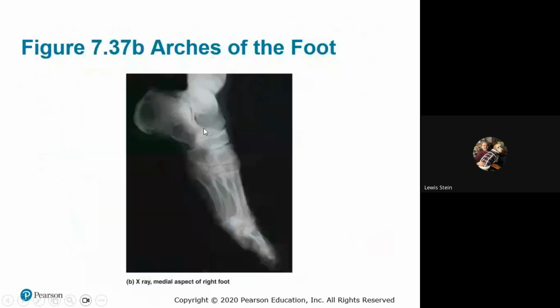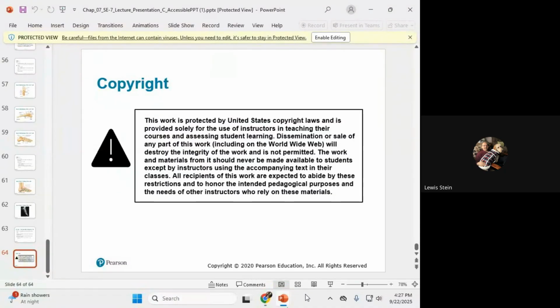And don't worry about the arches. Don't worry about that. All right.